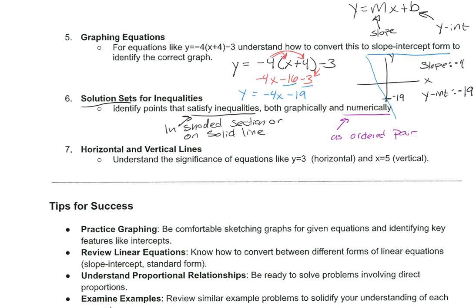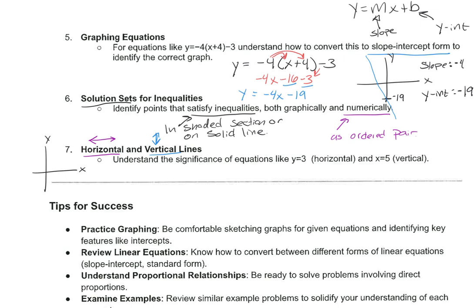Okay, and the last kind of sample example thing I want to point out here is horizontal and vertical lines. They do trick us sometimes with these. So horizontal, I want you to remember, is left to right, and vertical is going to be up and down. Okay, so you need to understand the significance of equations like y equals 3, which is going to be horizontal, and x equals 5, which is vertical.